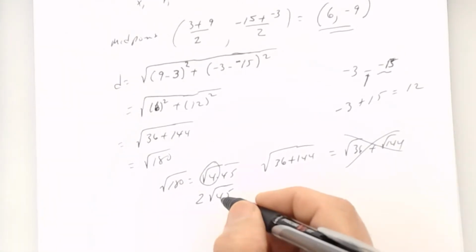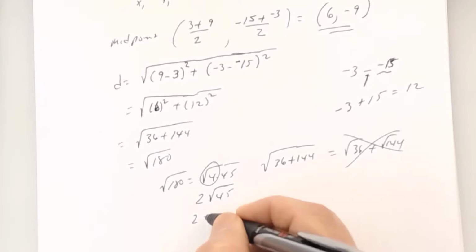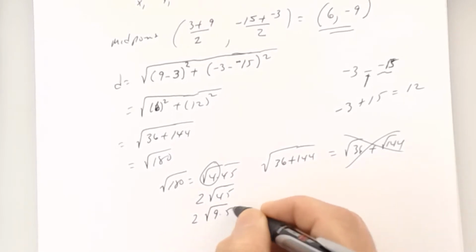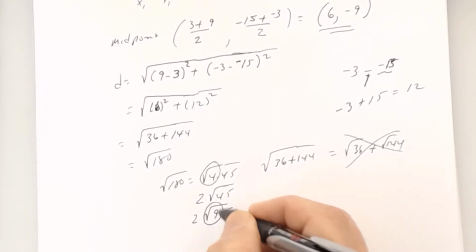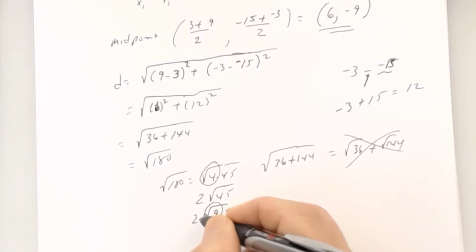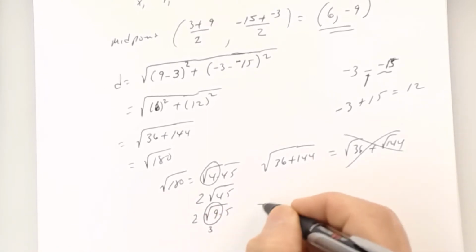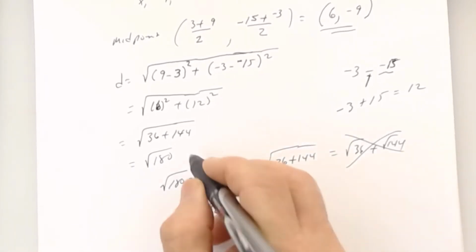But what perfect square still goes into 45? 9. So I can say, well, that's 2 times the square root of 9 times 5. And what's the square root of 9? 3. So I get 2 times 3, which is 6. So I get 6 square root of 5.